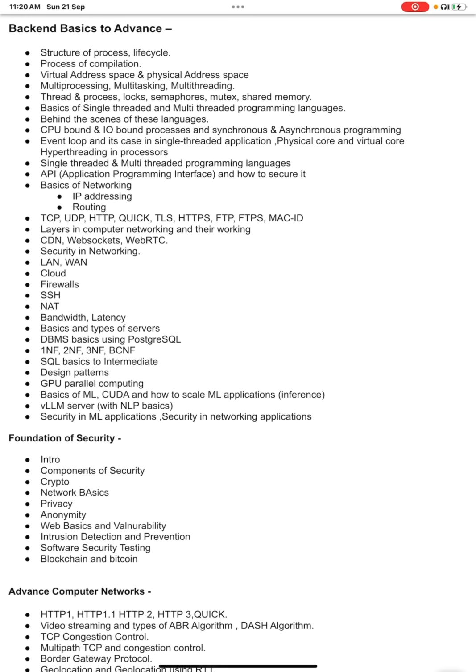What is the significance of physical core and virtual core, and how hyper-threading works in processors. Then we'll study about API, application programming interface, how two processes communicate with each other. Then we'll study about the basics of networking, IP addressing and routing, how IP addresses work, and how a packet travels from one part of a system to another, and what are the layers involved in each networking stack.